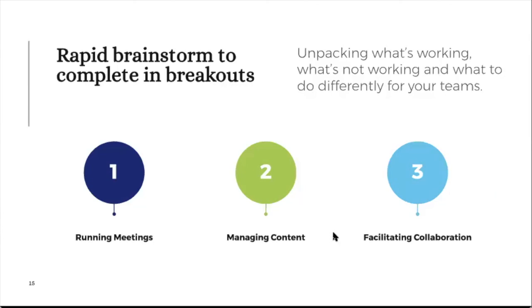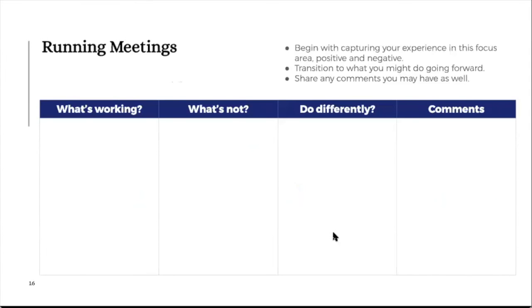And so in those breakout rooms, what we want to do is spend some time unpacking what's working, what's not, and what to do differently for each of these categories. One breakout room is going to be looking at running meetings, one is going to be looking at managing content, and one is going to be looking at facilitating collaboration. Mary has just been so helpful to connect in and share the Google slide. This is the document that we want to be working on together. So we'll be editing it together live.